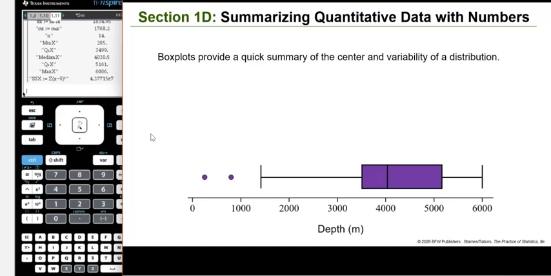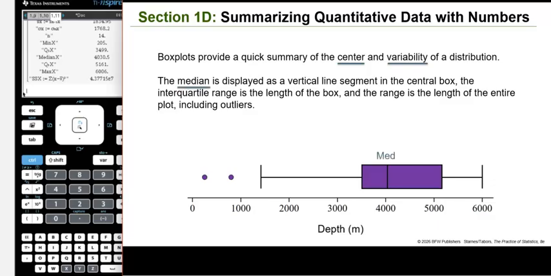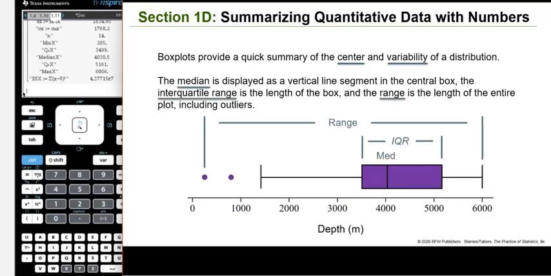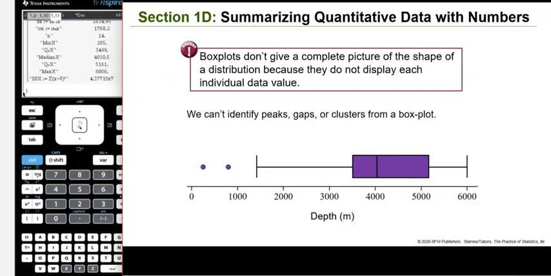Quick summary based on the center. You can probably tell the shape probably is skewed left here, but it's not a great use for a shape. But center, we know it's skewed, so it's going to be median and IQR here is what we need. They don't give a complete picture of the shape, really.